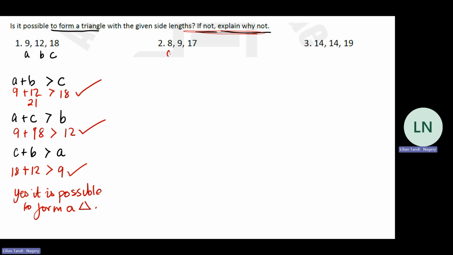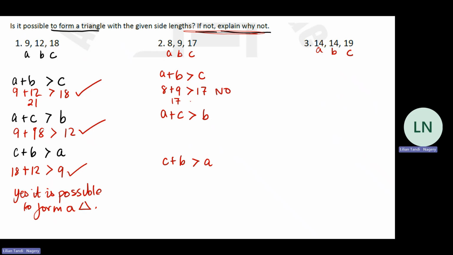All right, let's do this one. A, B, C. A plus B is greater than C. A plus C is greater than B. C plus B is greater than A. 8 plus 9 is greater than 17. And this one is no, because 17 is not greater than 17. So this one is no. The minute I say no, I don't even continue. Why should I continue? I already said no. For it to be yes, all three must be yes.